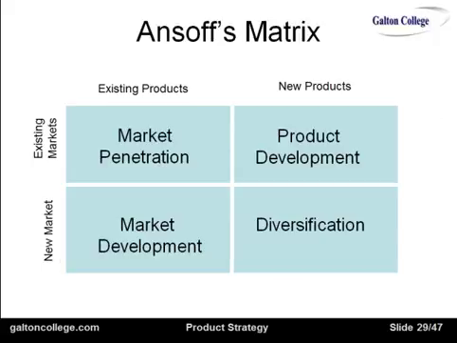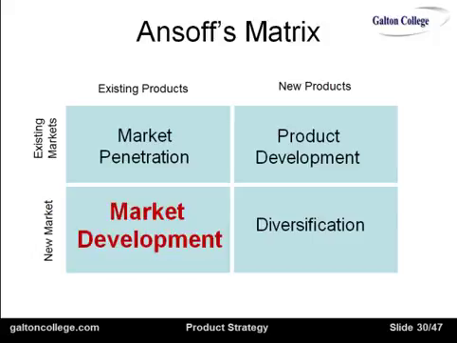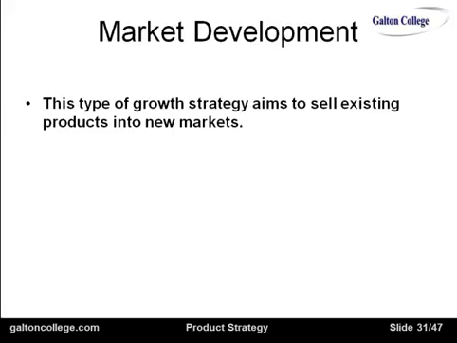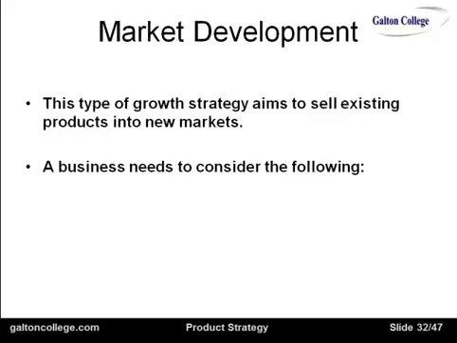Back to the Ansoff Matrix. We've looked at the first one, existing products, existing markets. Now let's move to existing products and new markets. And this is known as market development. So let's have a few words about market development. This type of growth strategy aims to sell existing products in new markets. However, the business needs to consider a few points here.